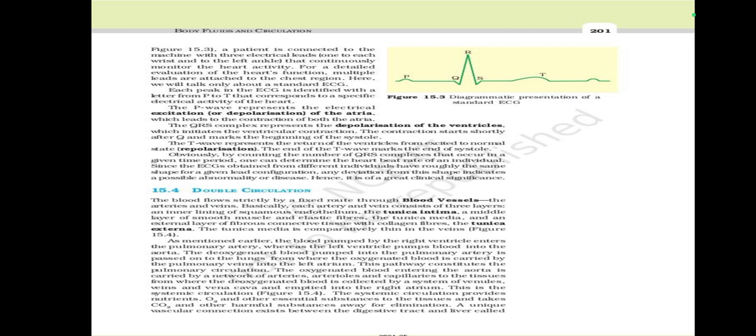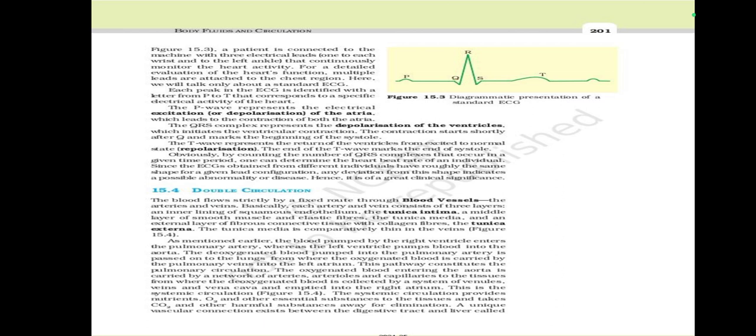The oxygenated blood entering the left atrium passes to the left ventricle and is distributed to the body, from where the deoxygenated blood is collected by the system of venules, veins and vena cava, and emptied into the right atrium. This is the systemic circulation. The systemic circulation provides nutrients, O2 and other essential substances to the tissues and takes carbon dioxide and other harmful substances away for elimination.